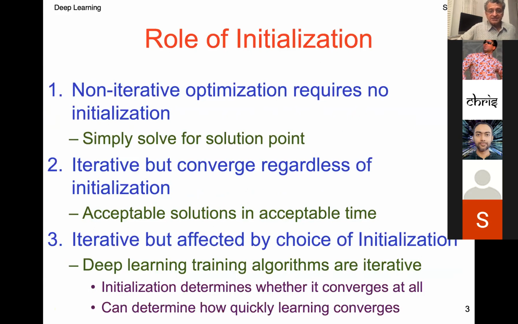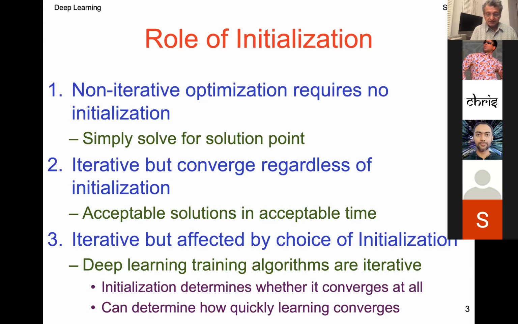So, the role of initialization. Non-iterative optimization requires no initialization. We know that. If you have a closed form solution for the parameters, then simply solve for the solution point. We know that we can do that in simple regression and so on. But with an iterative method, if it converges regardless of initialization, then you get acceptable solutions in acceptable time. But some are only iterative and affected by the choice of initialization.